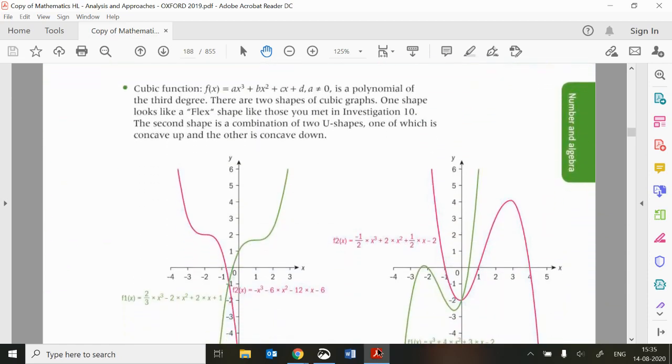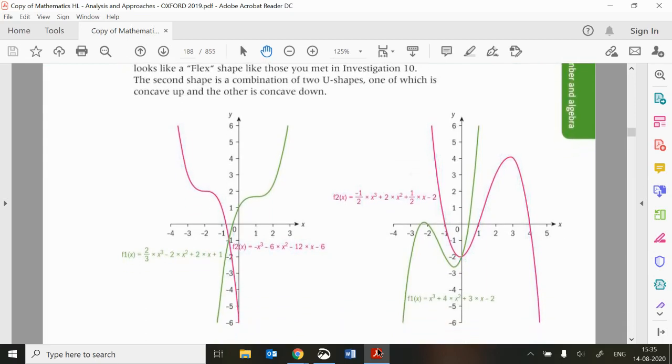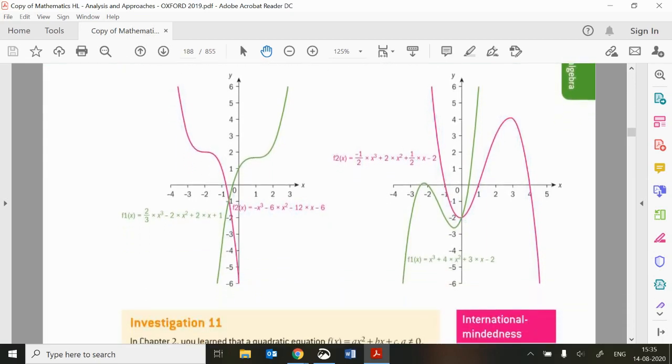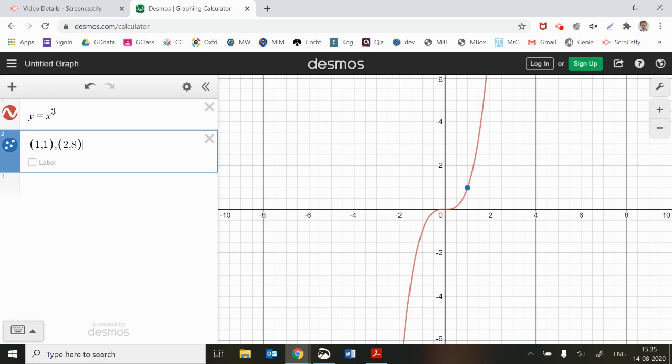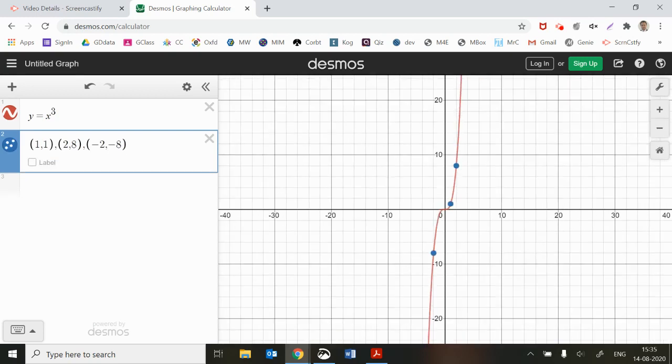Now, when we come to cubics, they discuss this one a little bit, and I'm just going to flick to Desmos. Here's your basic cubic, and you can put on some coordinate points there, 1, 1, and 2, 8. You can't see just at the moment, and of course on the other side you're getting -2, -8. That's just cubing numbers basically. Let's zoom out a little bit, and there we go. We can see what we're getting there.